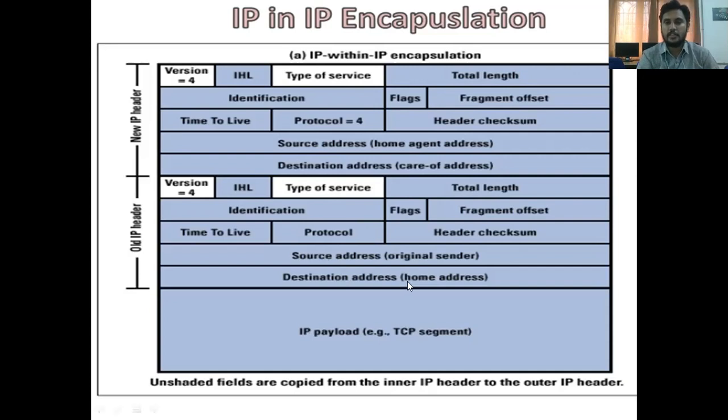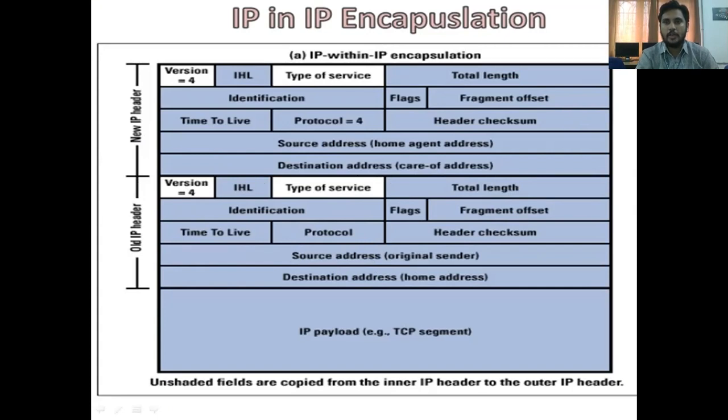So the destination address is the home address, the source address is the original sender, along with the time to live, protocol, header checksum, fragment offset, different flags and identification, version for IP version 4, IHL, type of service and total length. This is the old IP header. So in IP in IP, a new IP header consists of the destination address, that is the care of address.